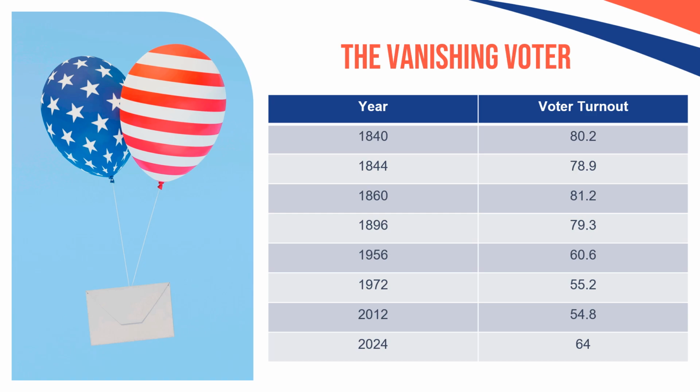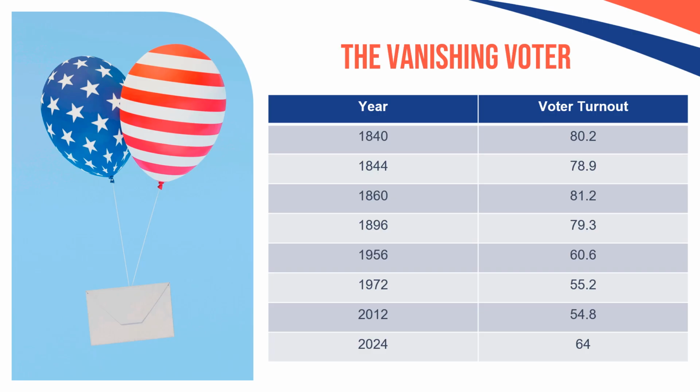In 1896, 79.3. But at around this time, voter turnout begins the longest sustained decline in the history of our country. And by 1956, we're down to 60%. This continues to drop. 1972, we go to 55.2%. 2012, 54.8%. 2024, well, we're back all the way up to 64%. Now, to be clear, that's a pretty substantial jump. To go from 54 to 64% is excellent, and we should celebrate that.